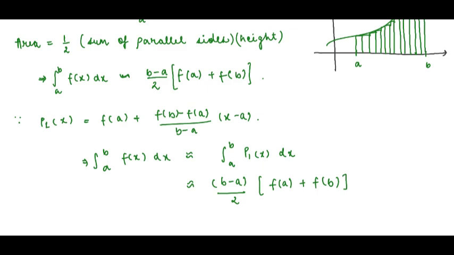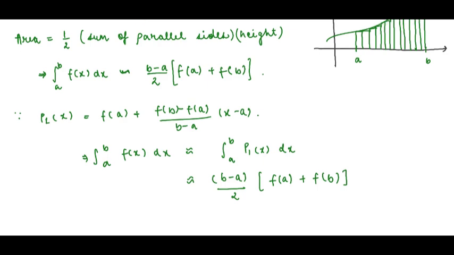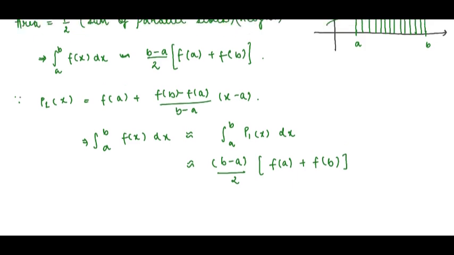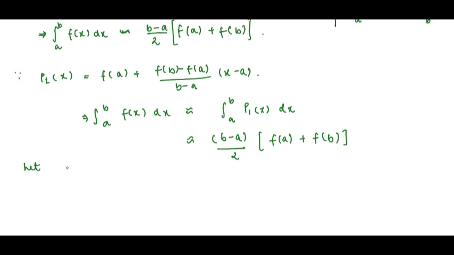But what if the interval is very large? Using only one trapezoid may not provide sufficient accuracy. So we divide the interval into n equal subintervals. Let h equal (b minus a)/n. And the points are x0 equals a, x1 is a plus h, x2 is a plus 2h, and so on up to xn equals b.